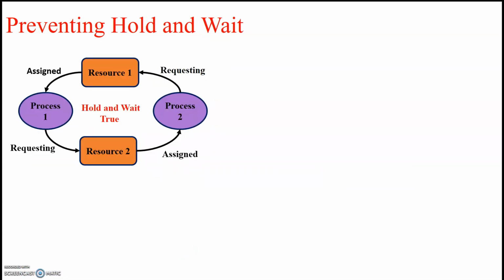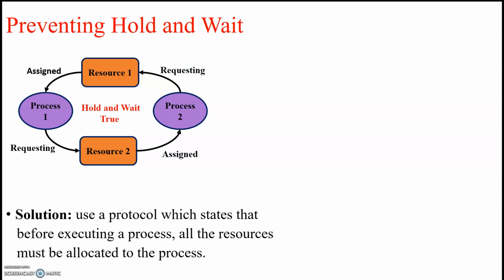Then the third one is how to prevent hold and wait. Here we have to use a protocol which states that before executing a process, all the resources must be allocated to the process. So here P1 requires R1 and R2, and P2 also requires R1 and R2 for its execution. So what does this protocol say? If I want to execute a process, I need to first acquire all the resources that are required for execution beforehand.